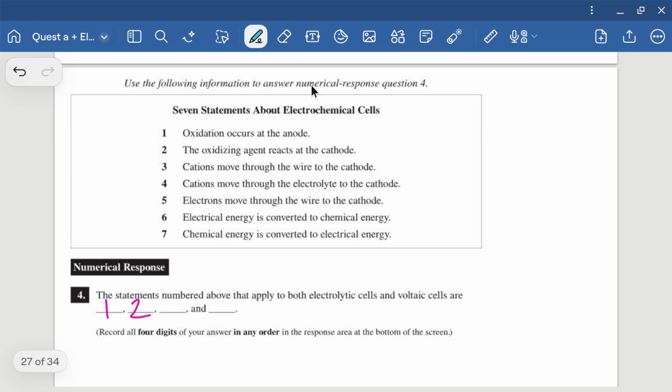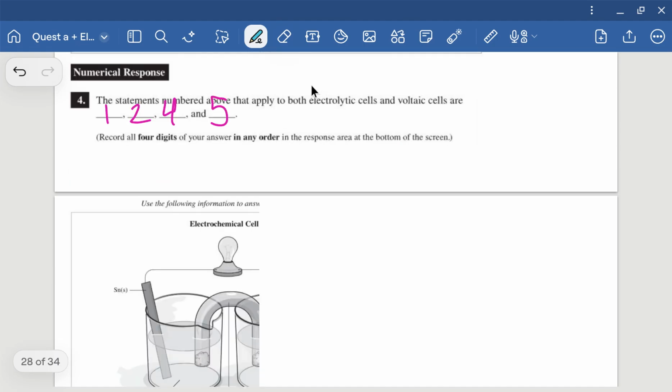Number 3, cations move through the wire. That's not true. Cations move through the salt bridge, and they move through the electrolyte. That's part of the salt bridge, all in electrolyte, towards the cathode. That is true. Number 5, electrons move through the wire to the cathode. That is also true. And then the last 2, electrical energy is converted to chemical. That is an example of electrolysis. Chemical making electrical, that is voltaic. So those are very specific to each cell.